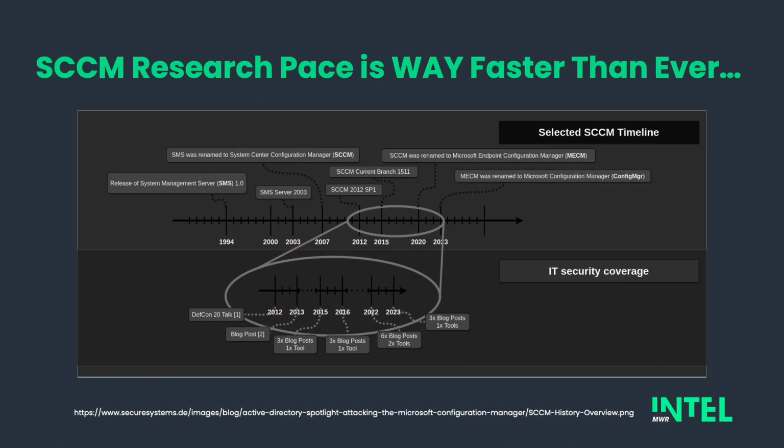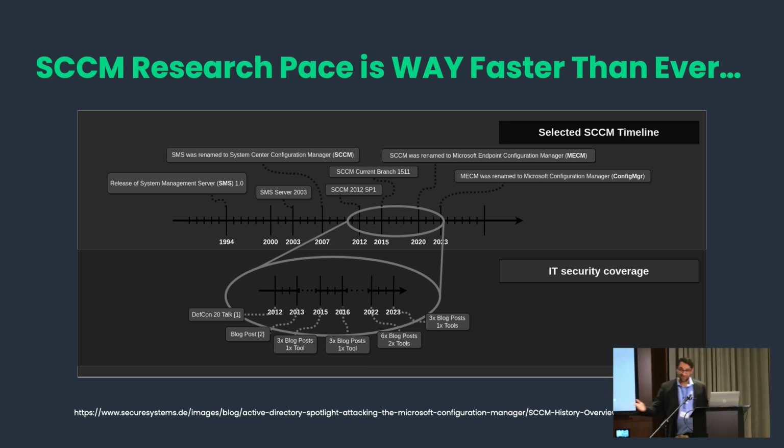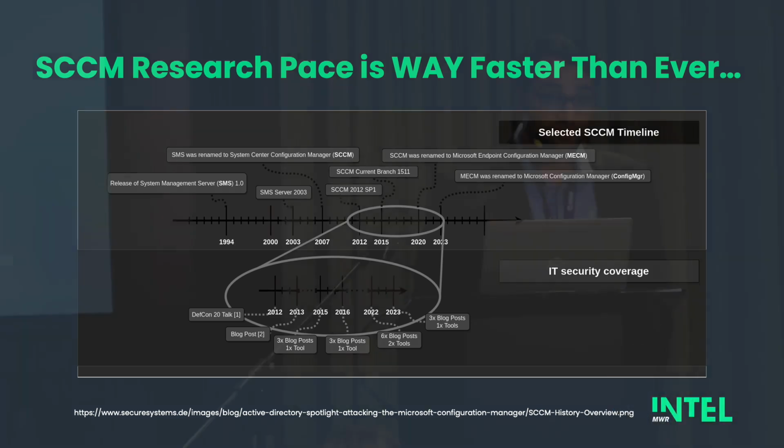If you look at that 2023 block, basically more research has come out in the past 2 to 3 years than ever before in the entire history of the product, which is relevant because it's still kind of the same code base. So these are things that have always been there, but the public knowledge about what's going on and how to exploit it and how to chain these things together is more well known than it's ever been.